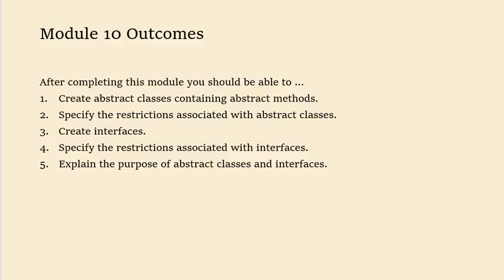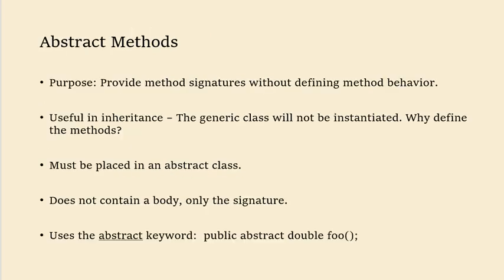As usual, the outcomes. Please review these when you're done with the module to make sure you understand them. So let's talk first about an abstract method. An abstract method is a method that has no body, that doesn't have any actual executable statements. It only has the signature. Why would you do such a thing?